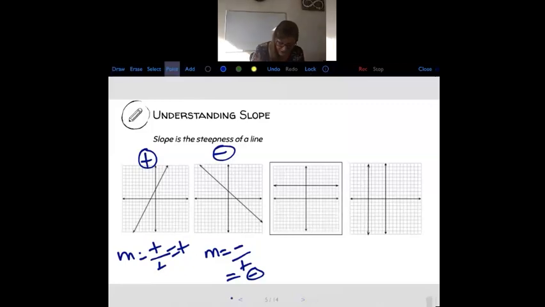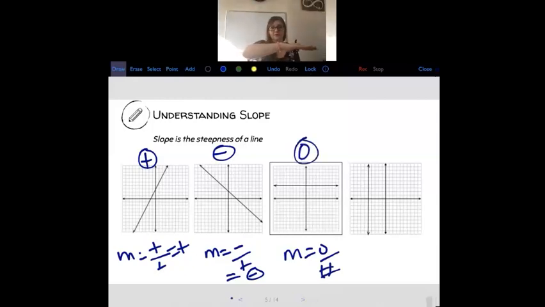The third graph, to get from one point to the next, there's no vertical change, there's no change in y, which would be 0, and then you would run either to the right or left, but 0 over any number is 0. So this is an example of 0 slope. So horizontal lines, the slope is 0.